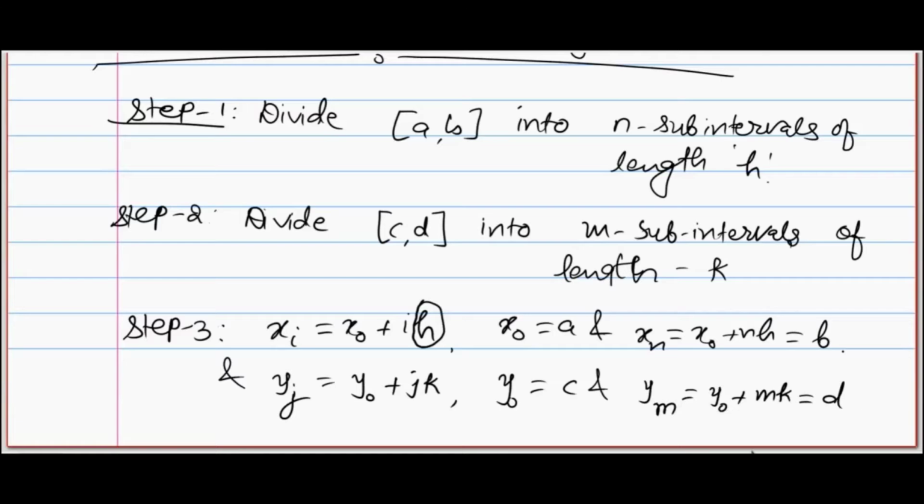Up to this point, let's make it clear and quickly revise. We are given two intervals a to b and c to d. We are making n subintervals for interval ab having length h, and m subintervals with length k. So x i has one notation and y j has its own notational convention: x naught plus i h and y naught plus j k, which are standard values. Now let's see how we can go further.